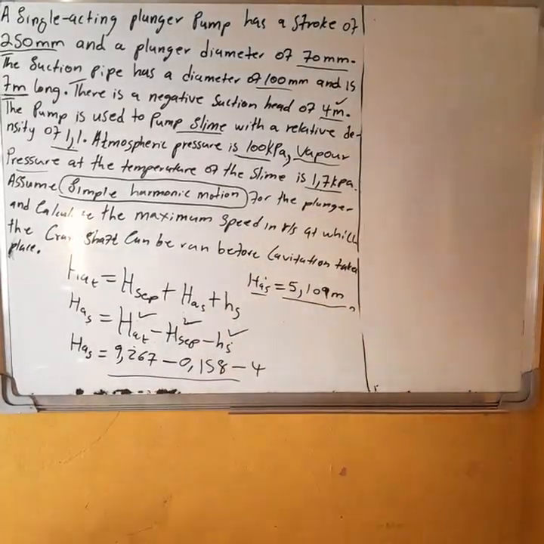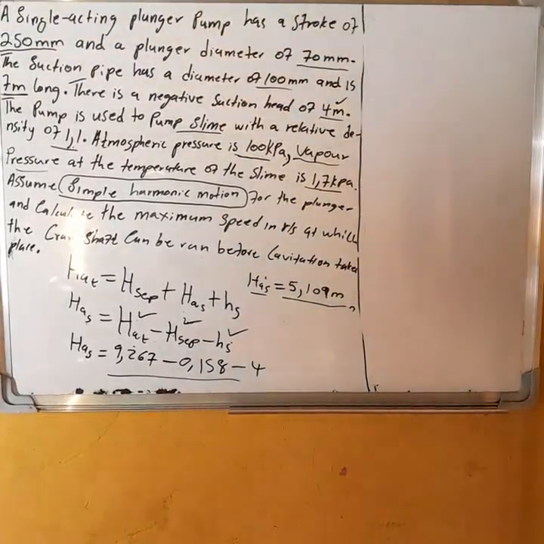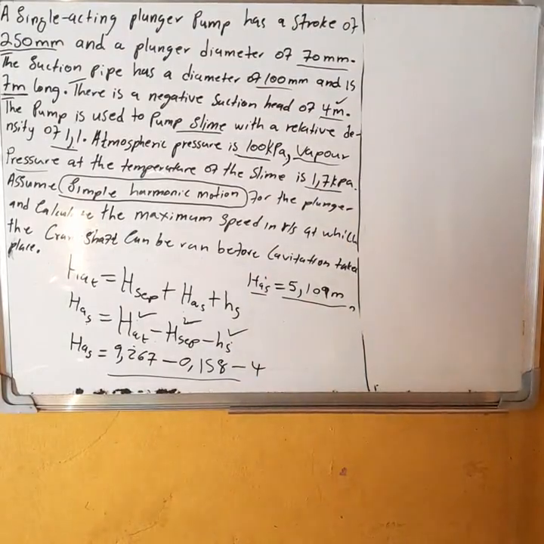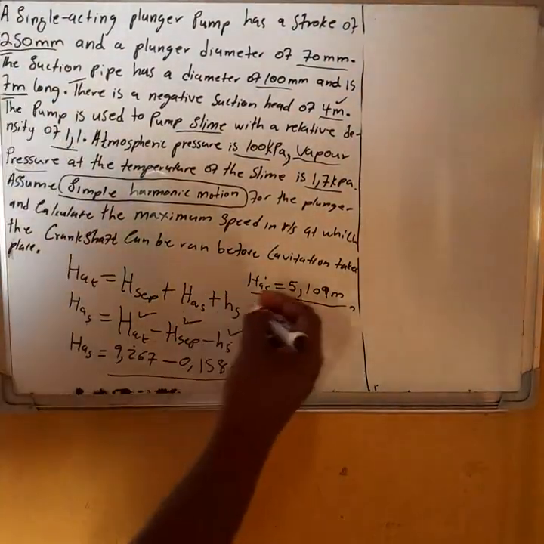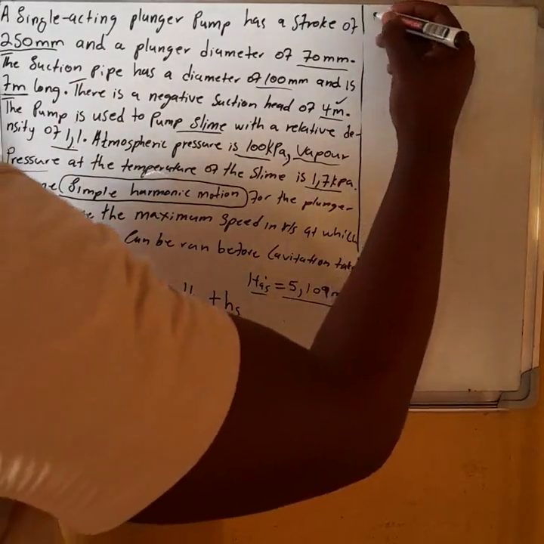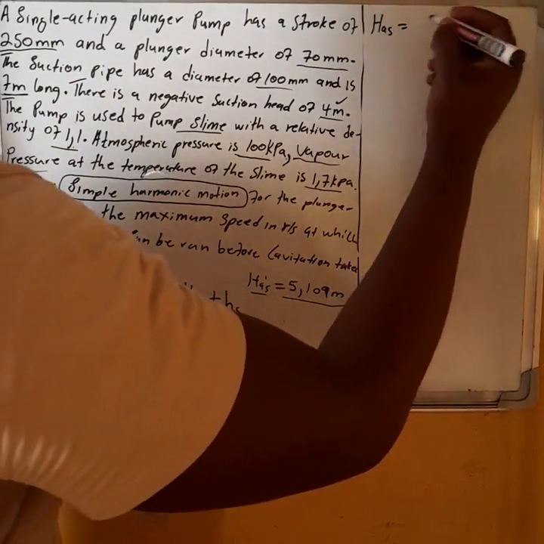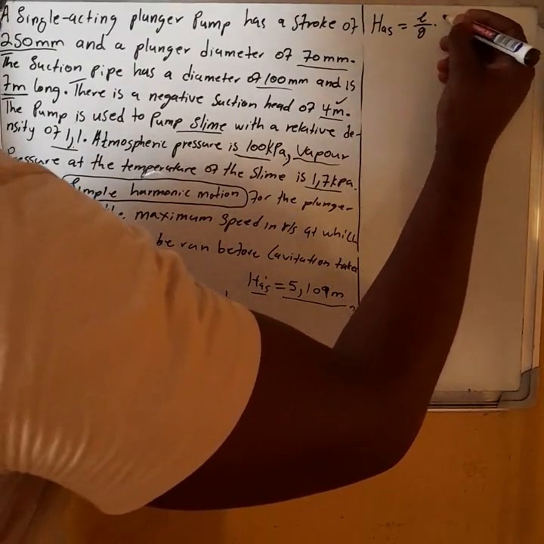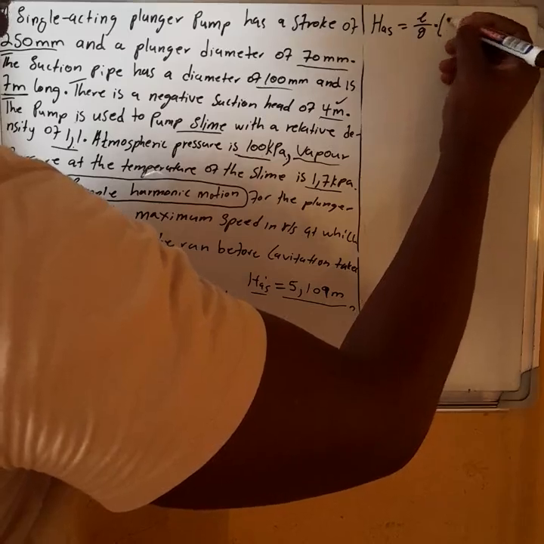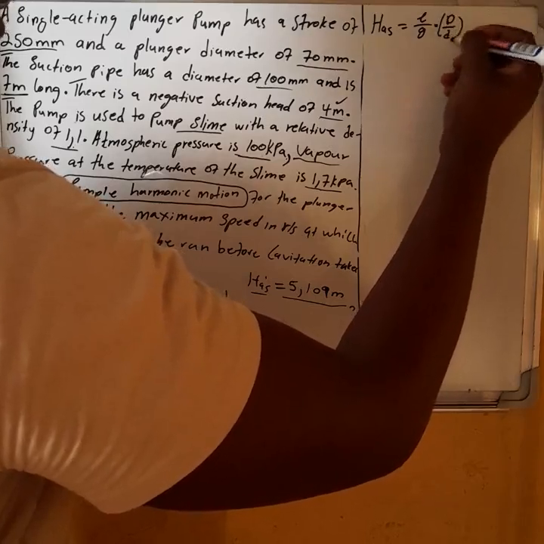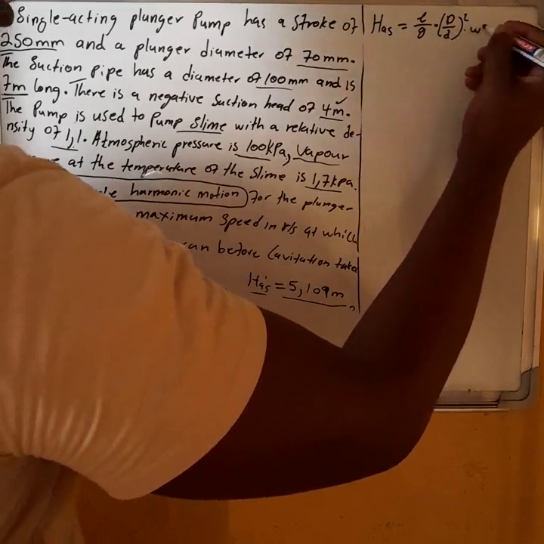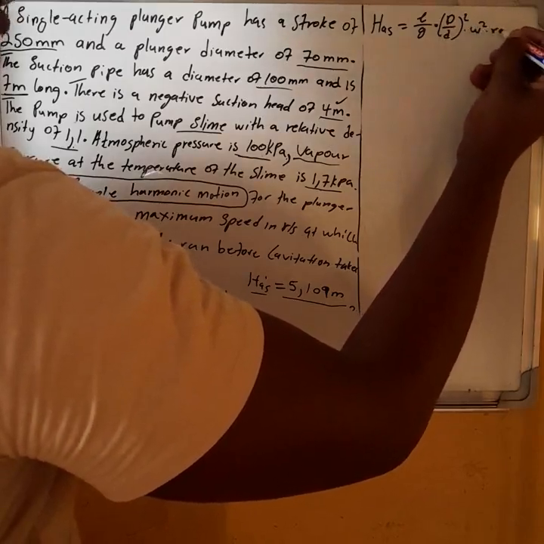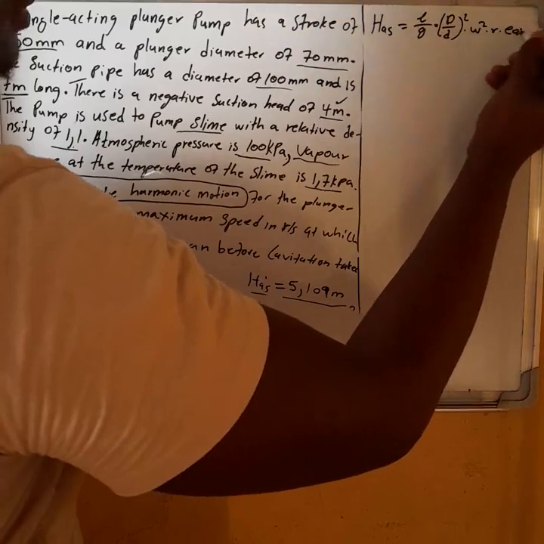We know that H_AS is equal to the length of the pipe over gravity multiplied by d over d squared multiplied by angular velocity squared multiplied by r multiplied by cos theta.